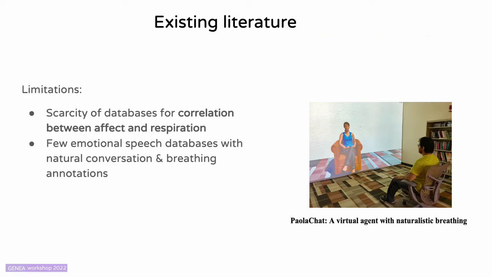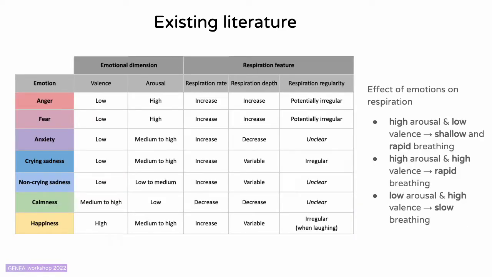There seem to be scarcely any databases for affect analysis with breathing ground truth to learn how affect and breathing correlate. Emotional speech databases typically contain utterances colored by emotional intonation instead of natural conversation and lack breathing annotations. For example, with Paula, the breathing does not take place during speech, plus they used fixed breathing. It misses emotional and contextual respiration. So the question is, how could we get better databases?